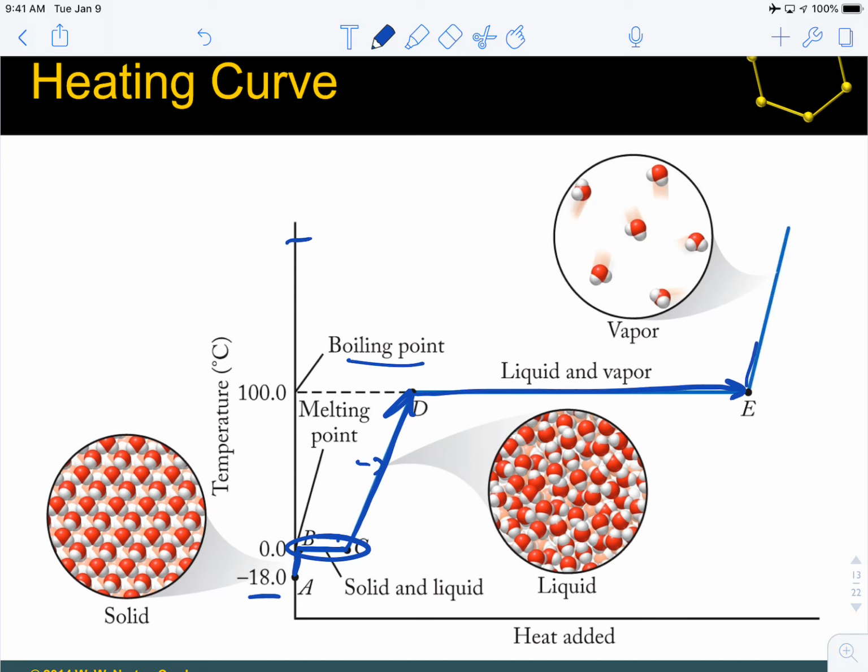And then you can continue to heat the vapor even further. And that would be adding more kinetic energy. That's easier to see now, the kinetic energy of those gas water molecules getting faster and faster. So you're superheating it.